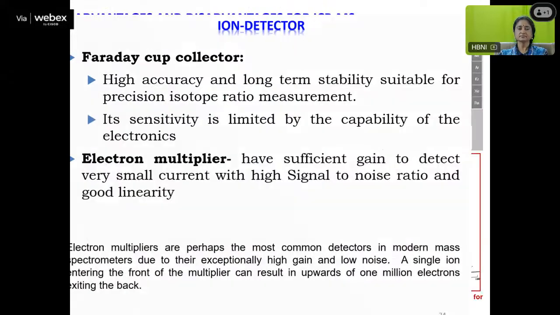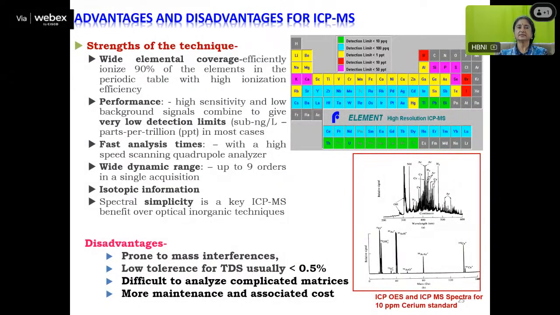Now there are advantages and disadvantages of ICP-MS, because for any technique you see, there are always some advantages and also some disadvantages. For ICP-MS, though it is a very good technique and a workhorse for an analytical lab, it has various disadvantages also. So let us look into its strengths and weaknesses.